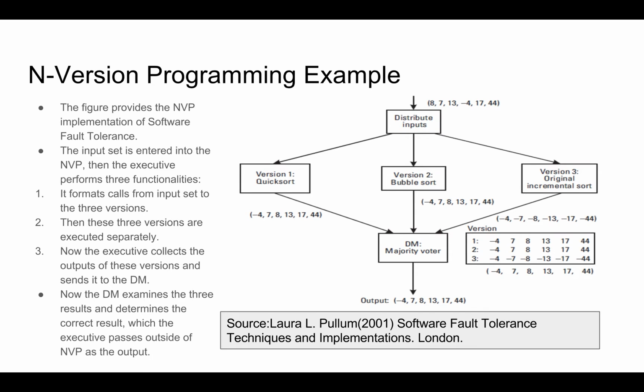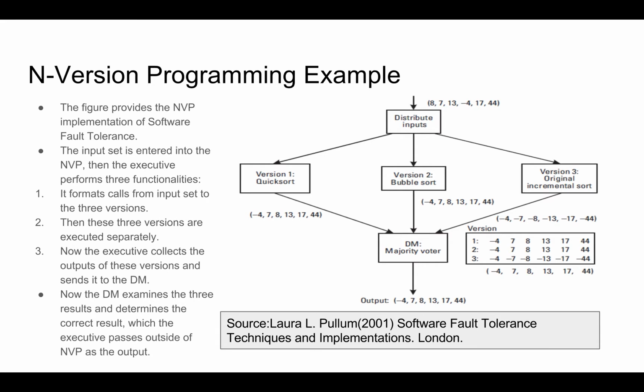Now, let's see an example of inversion programming implementation. The figure shows the inversion programming implementation of software fault tolerance. Here we took the input set of 8, 7, 13, -4, 17 and 44. The functionality is to sort this set of inputs into increasing order of the numbers.